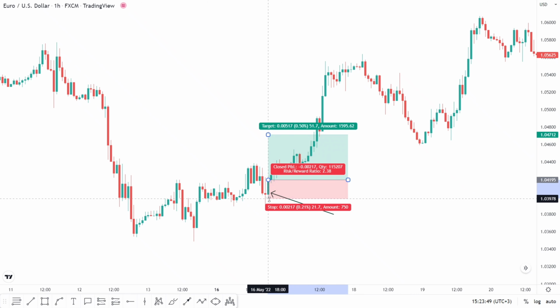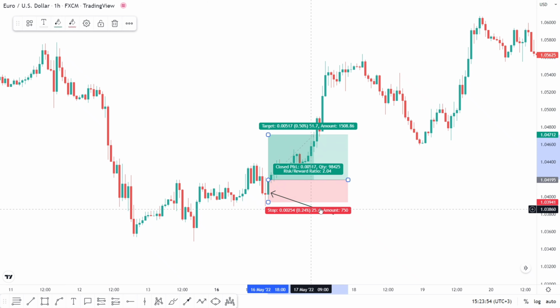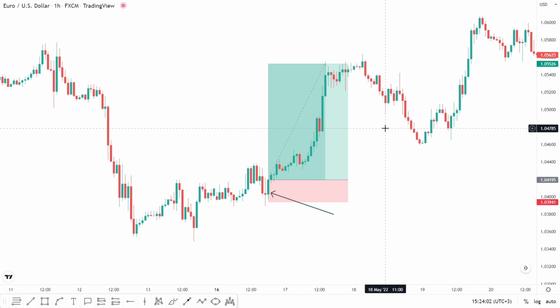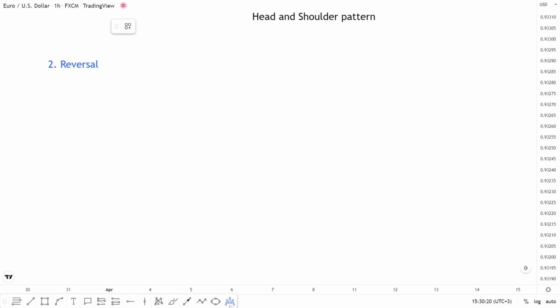Stop loss somewhere below the candlestick, which is about 23, 25 pips. You give it a small allowance of 3 to 5 pips. Then, depending on your risk reward, the trade went over 130 pips. We move to the head and shoulder pattern, which is also very common.